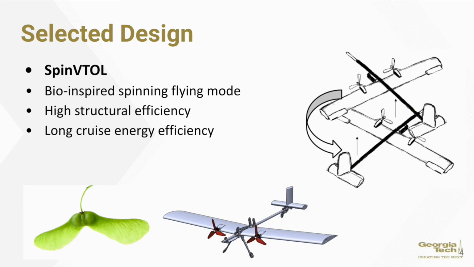Our SpinVTOL design has 2 modes. The cruising mode works like a normal commercial airplane, and the spinning mode is a bio-inspired flying mode that involves the vehicle spinning rapidly around its vertical axis and allows hover, which is impossible for fixed-wing airplanes. Moreover, in our design, all major components are utilized during the whole flight, and thus can bring the structural efficiency close to 100% and improve long cruising energy efficiency a lot.